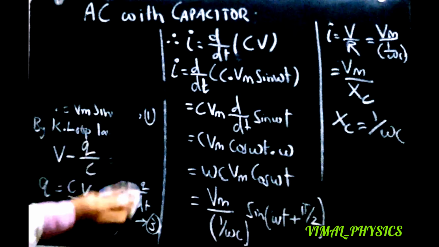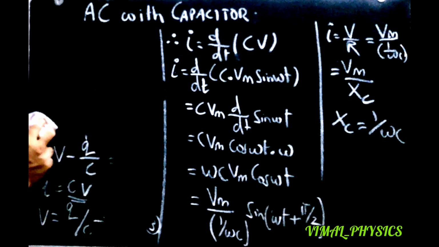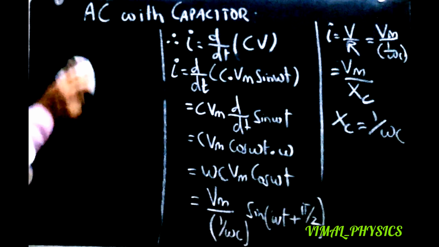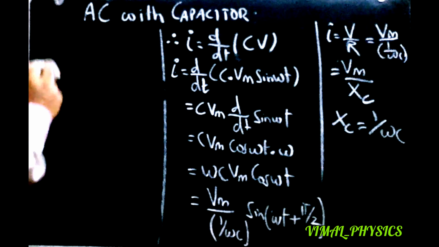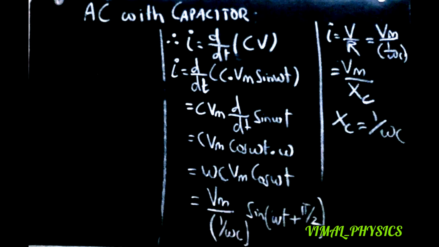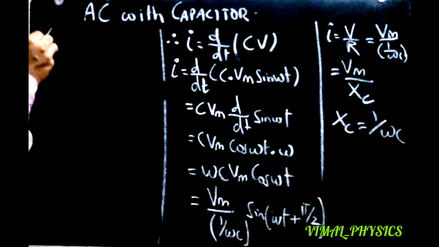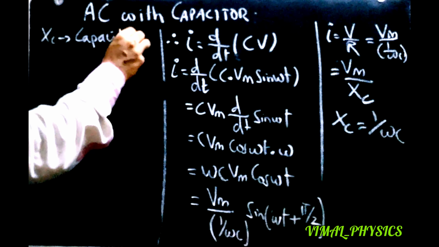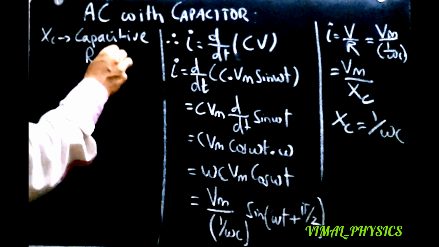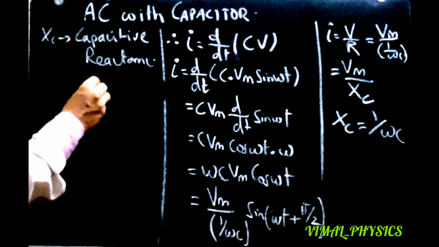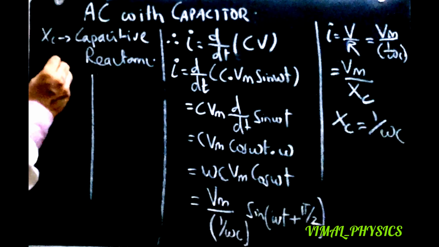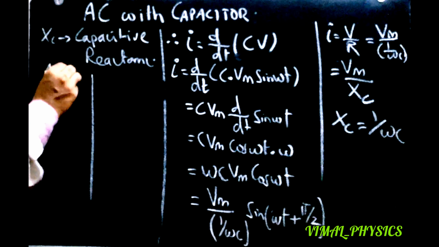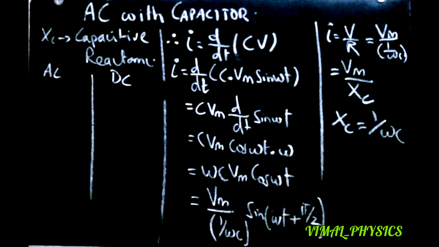Now, in the same format for AC, what will happen? When you are connecting an AC circuit, what will happen to the capacitor? When you are connecting the same capacitor in a DC, what will happen? What happens to the frequency? That is the part I am going to take next. Therefore, Xc is the capacitive reactance. For AC and DC, I am separating it: for AC, then for DC.